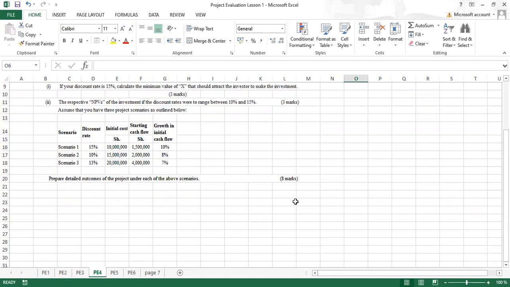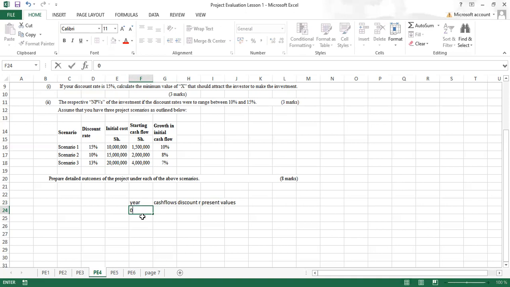So we'll create a small table. We'll have the year, tab, the cash flows first, tab, and the discount rate, tab, and now what else is there? The present values. So we have our years.